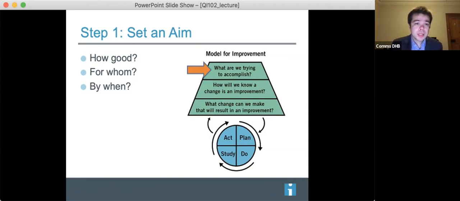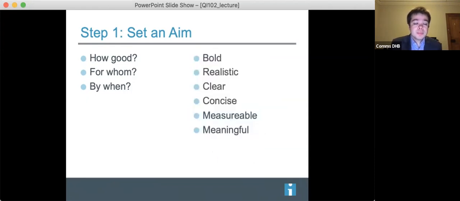And although the IHI don't actually state this here, I think that the best framework for stating your aim is using the SMART framework, which is an acronym for writing down an aim that is specific, measurable, achievable, realistic, and time bound, which means that you're going to do it by a certain deadline.